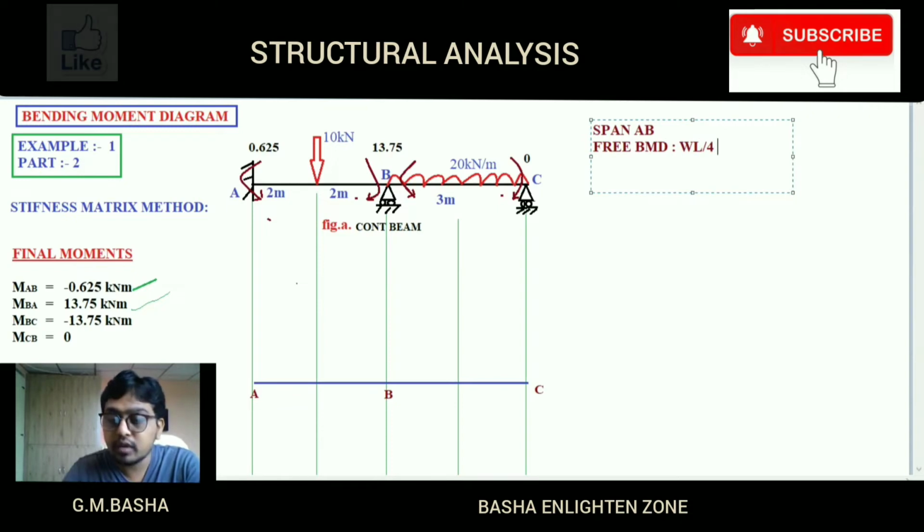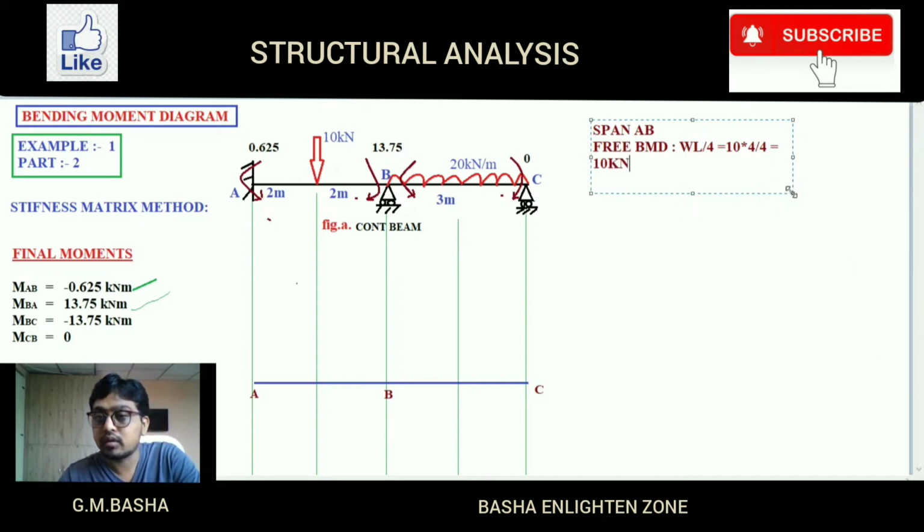So that one will be equal to, what is W here? Here W will be 10. Again, the length of this span will be equal to 4 into 4 divided by the total length of this span, which is 4. So how much will it be? That will be equal to 10 kilonewton. Why? Because here 4 and 4 will be cancelled. You will get 10 kilonewtons directly.